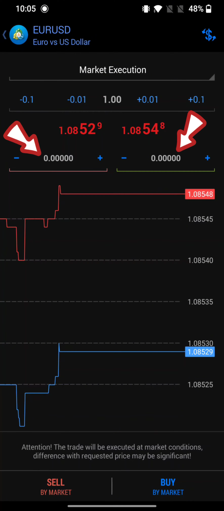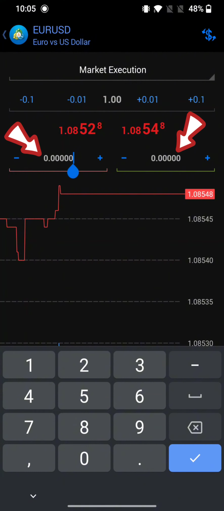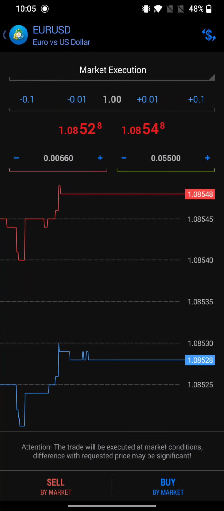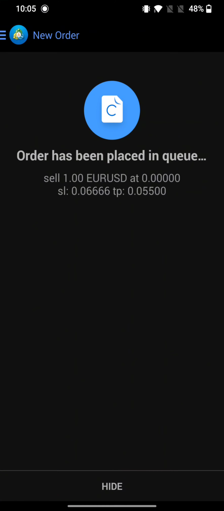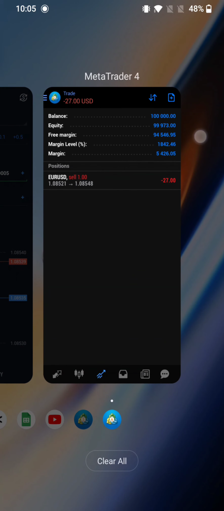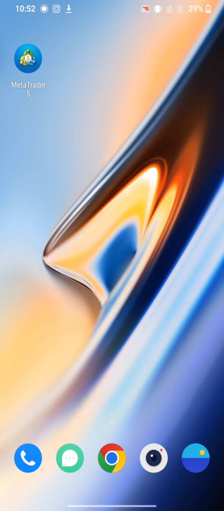Now to open a trade on MetaTrader 4, enter your selling amount and your buying amount, then tap on Sell by Market or Buy by Market. This is how you can open a trade on MetaTrader 4 application quickly and easily just in few steps.